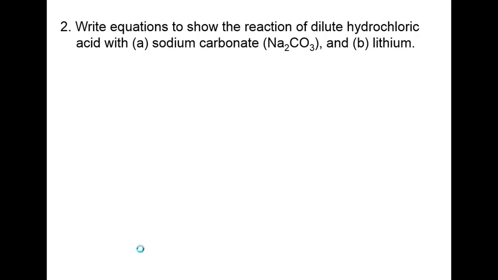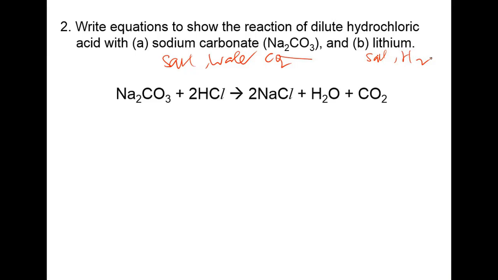So what equations can we write to show the reaction of dilute hydrochloric acid with carbonates and lithium? So this is an acid carbonate reaction. What do we get? We have 3 things. We have the salt, we have water, and we have carbon dioxide. With acid metal, we have salt and hydrogen gas. So first one, Na2CO3 plus HCl, NaCl plus H2O plus CO2.